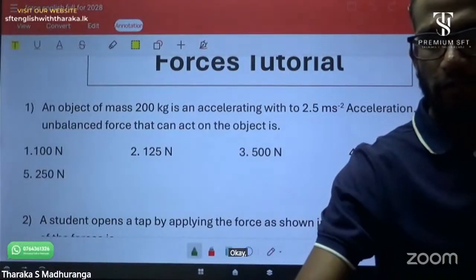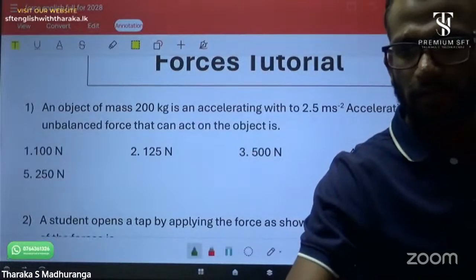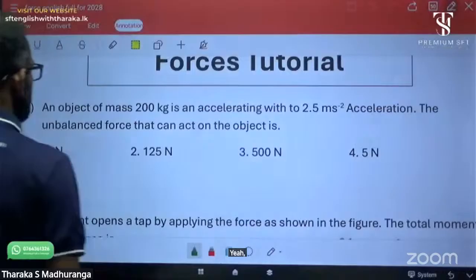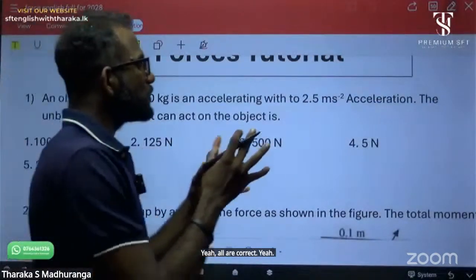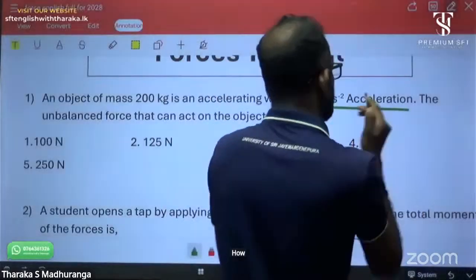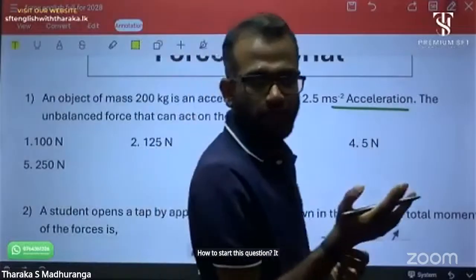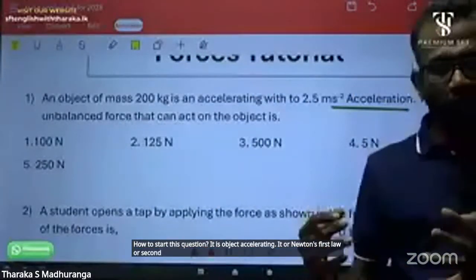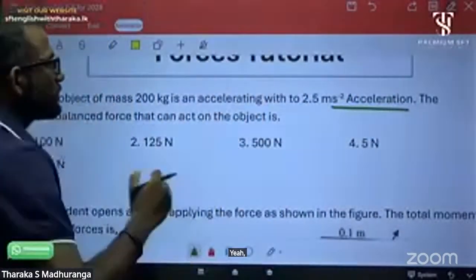Okay, lot of answers. Very good. All are correct. How to start this question? The object is accelerating. You need to understand whether it is Newton's first law or second law. The object is accelerating with 2.5 meters per square second. Then Newton's first law or second law? Yeah, definitely it is Newton's second law.